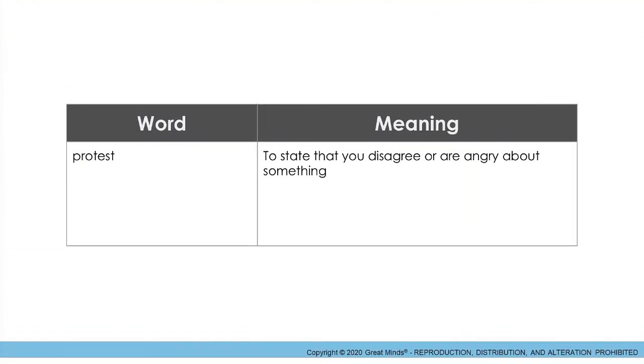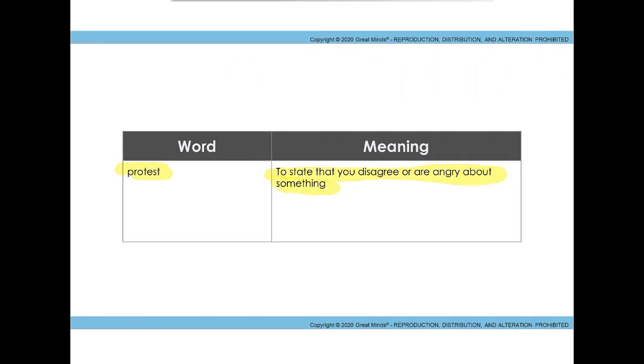Now in our vocab section, and you can use the same page if you still have room on the page with your circle, we are going to write protest and the meaning. It does mean to state that you disagree or are angry about something. So you're not in agreement with something, and you are stating it or saying it or showing it. So again, write this in your vocabulary section. You can use the same page that you had the circle with the word protest in the middle. Pause the video if you need more time.